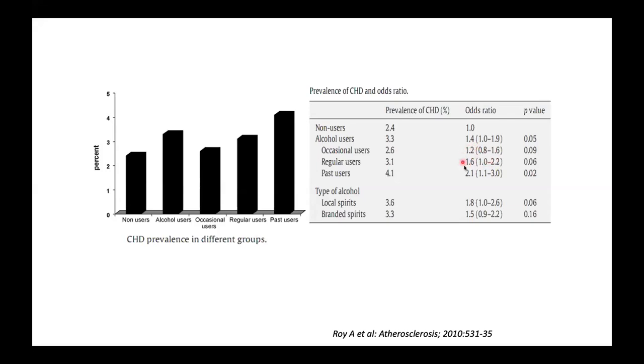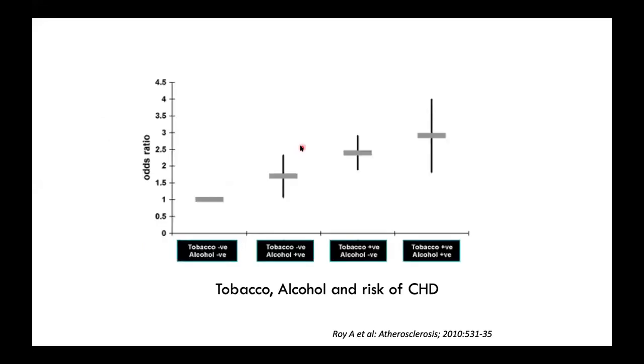Regular users were having almost 60% more chances of coronary heart disease. And the past users, who were advised to stop alcohol intake, were known as the past users. They had almost 2.1 times higher chances of having coronary heart disease compared to the non-users. And when you see the local spirits versus the branded spirits, the branded spirits had a lower increase in coronary heart disease incidence compared to the local spirits. So it was a linear relation with the use of alcohol.